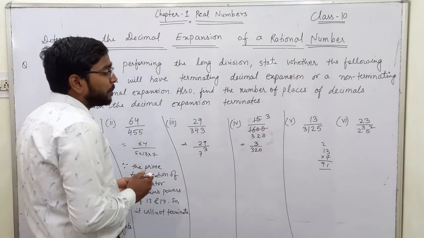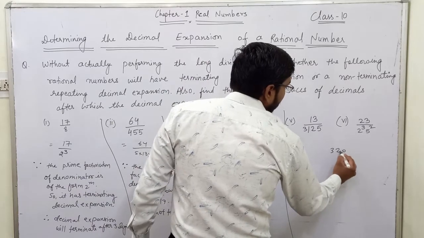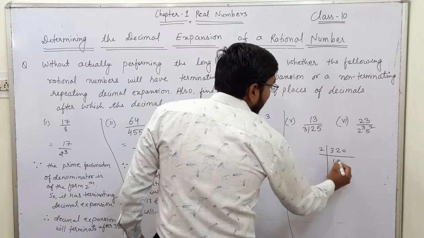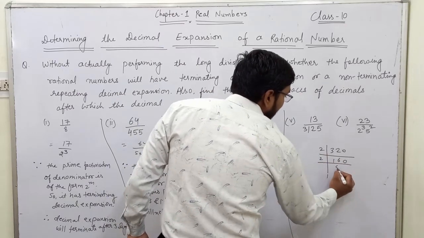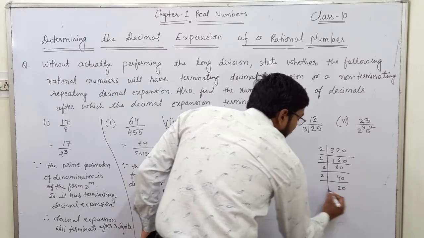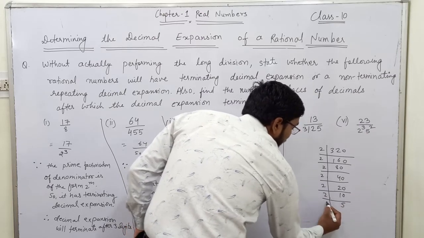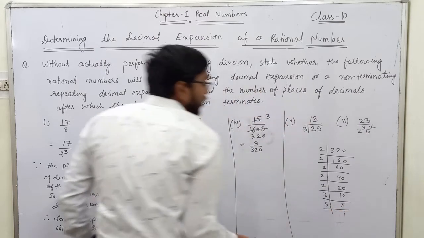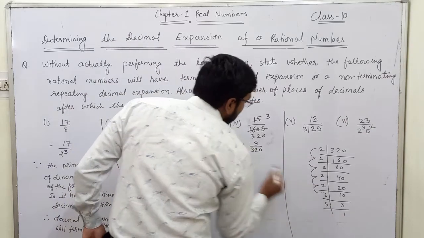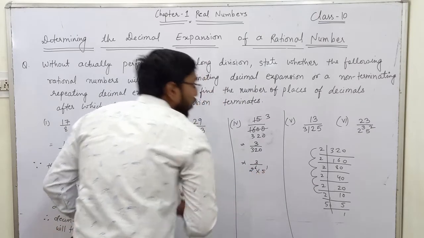Now the new number is 320. If I find out the prime factorization of 320, what will it be? First I will divide it by 2, I will get 160, again dividing by 2 I will get 80, again 40, again 20, again 10, again dividing by 2 I will get 5, and now dividing by 5 I will get 1. So the prime factorization is 2 power 6 into 5 power 1, so it is 3 upon 2 power 6 into 5 power 1.